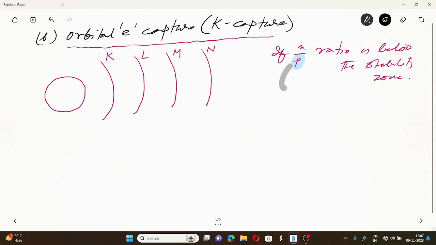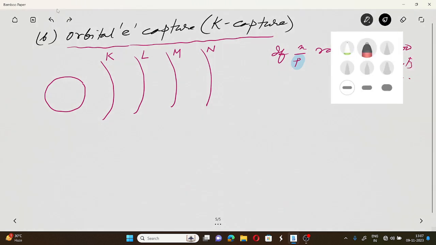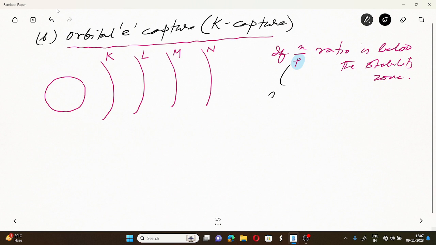It means the relative number of protons within the nucleus is higher. Now, what happens in some cases?